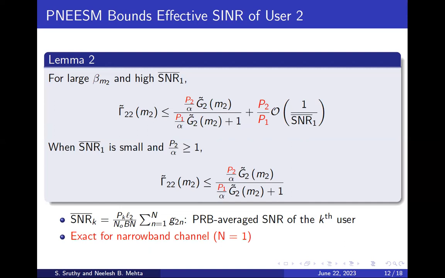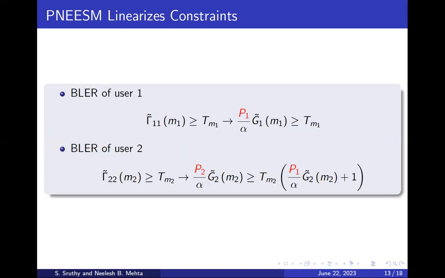Now we use these upper bounds in the problem statement to make all the constraints linear in powers P1 and P2. So after using P and EESM, the block error rate constraints will become like this. This is the block error rate constraint of user 1, and it gets mapped to something like this by using P and EESM. And the block error rate constraint of user 2 is this, and it gets mapped to this. So the right-hand side of these two equations are linear in powers P1 and P2.